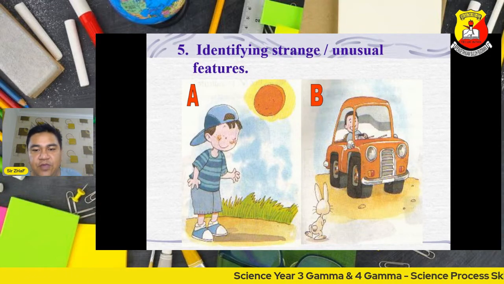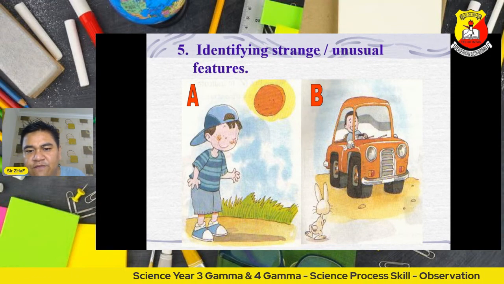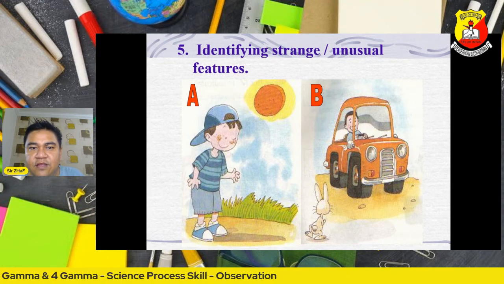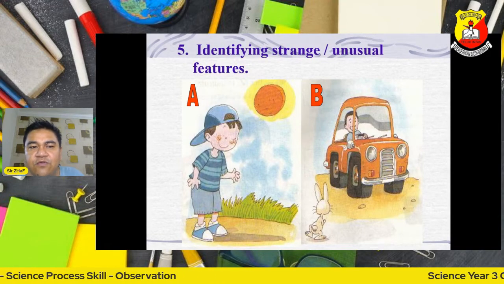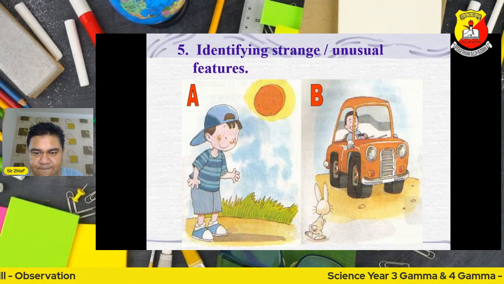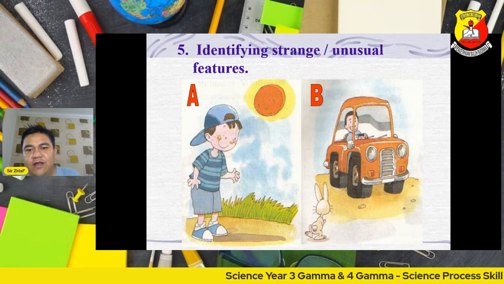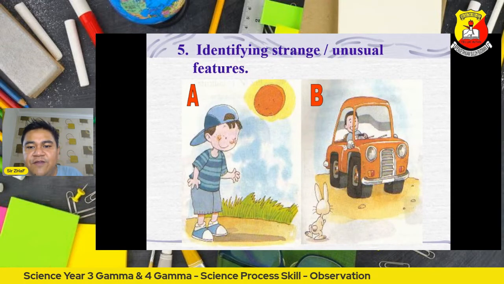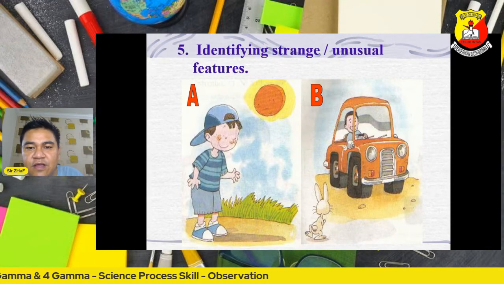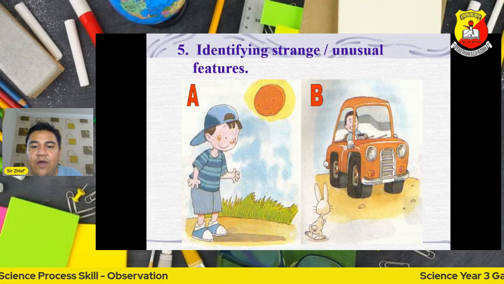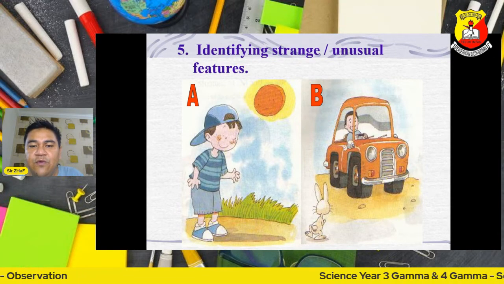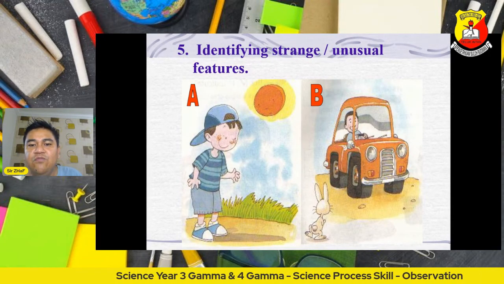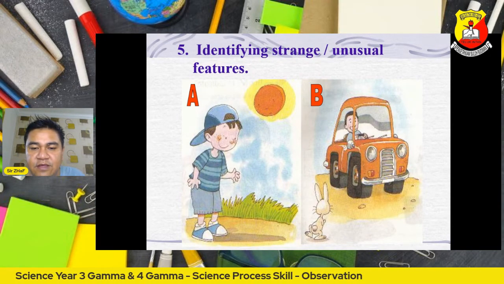Okay, look at picture B. There is a man driving a car and a rabbit. So what is the strange or unusual feature in picture B? If you look at the car, there is something strange about the tire of the car. The tires are square. So how can the car move if the tires are square?